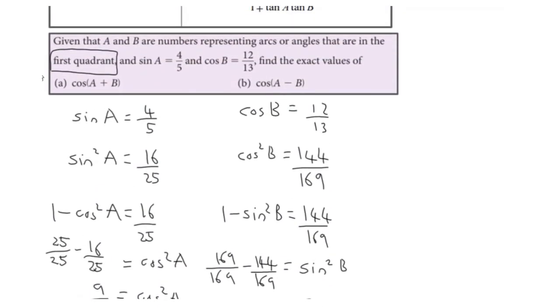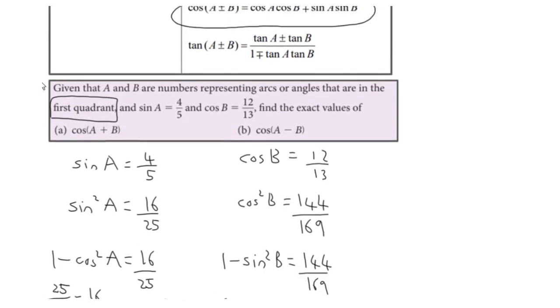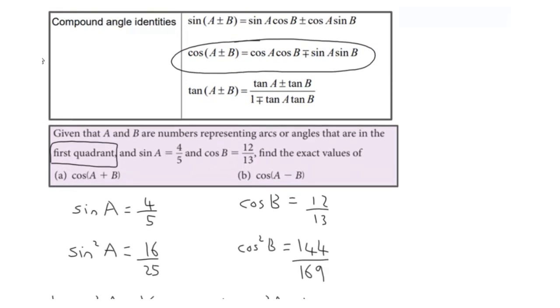Okay, so what we've been asked to do is find the exact values of, part A, cos(A+B), and part B, cos(A−B). So if we look in now, cos(A+B) is going to be cos A cos B minus sine A sine B. Cos(A−B) is going to be cos A cos B plus sine A sine B.